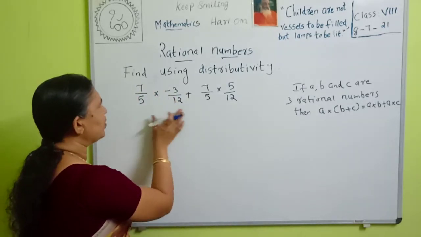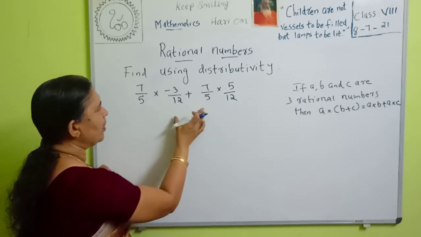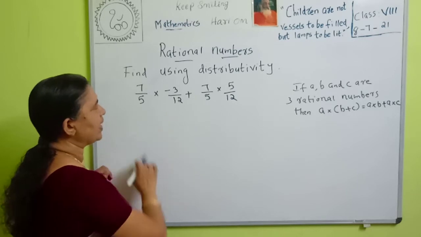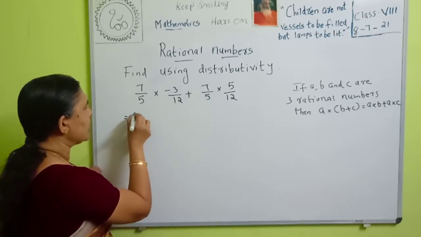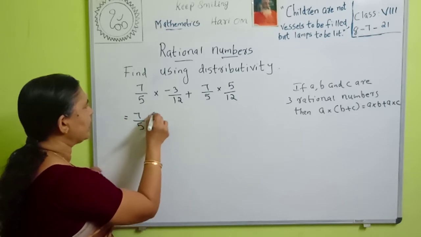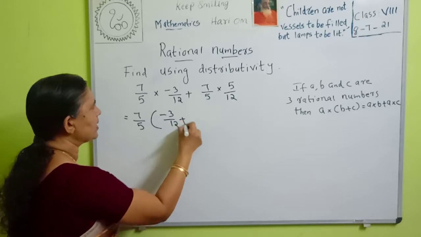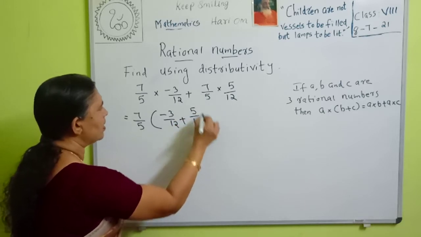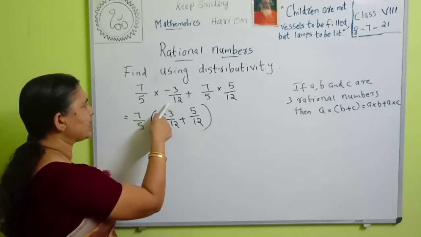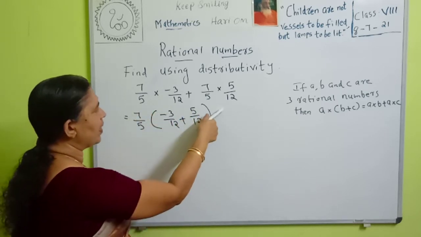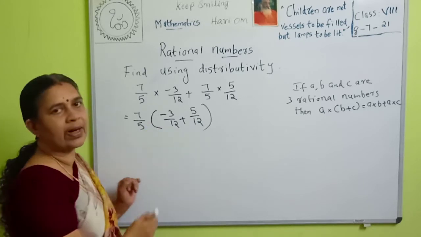Then find using distributivity: 7 by 5 into minus 3 by 12 plus 7 by 5 into 5 by 12. Here what is A? We can take A as 7 by 5. So we can write it as 7 by 5 into B plus C, where B is minus 3 by 12 and C is 5 by 12. So using the distributive property, 7 by 5 into minus 3 by 12 plus 7 by 5 into 5 by 12 is equal to 7 by 5 into minus 3 by 12 plus 5 by 12.